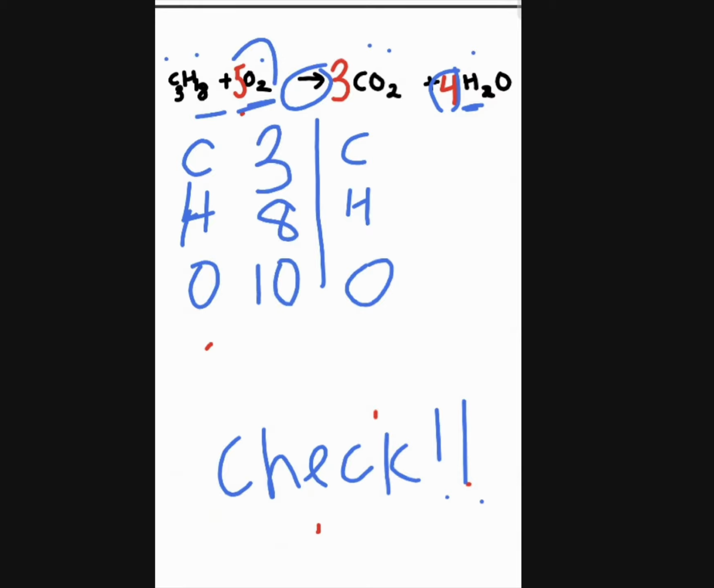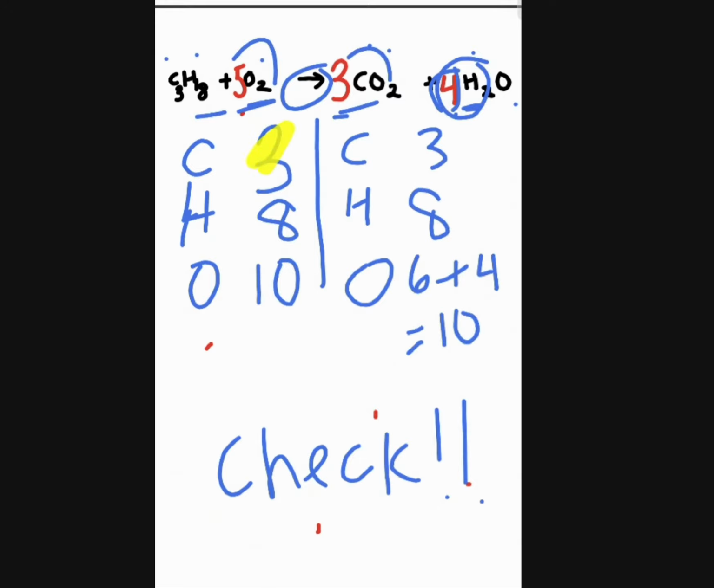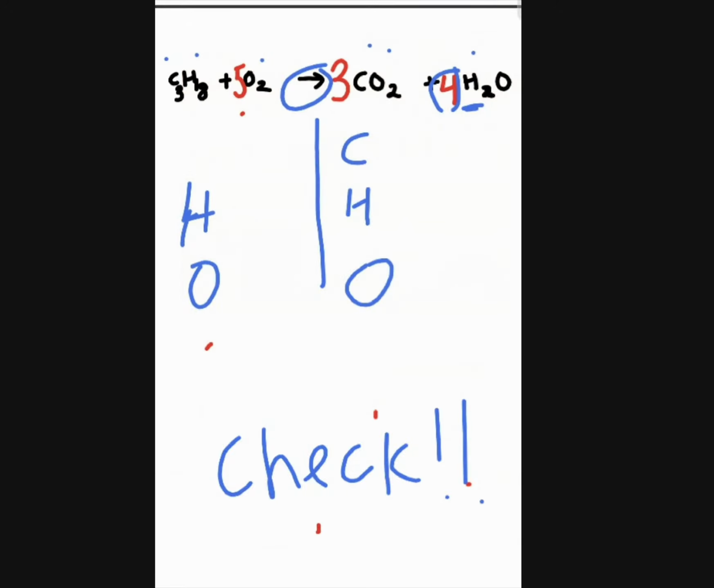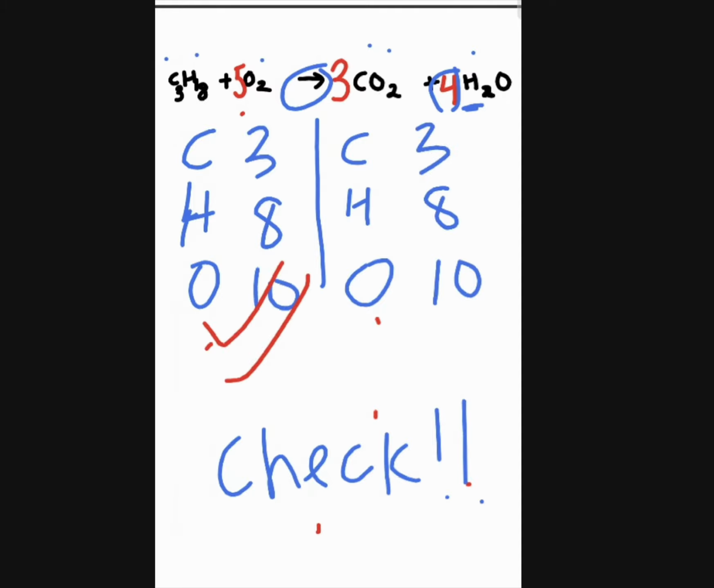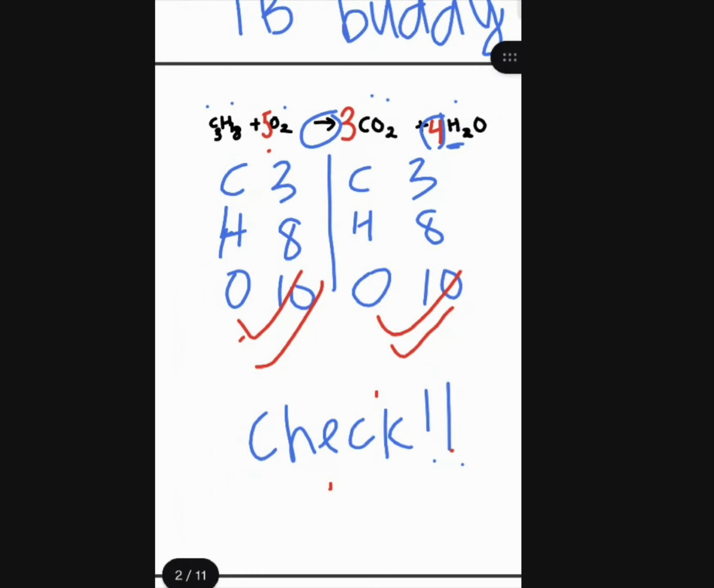On the right hand side, I have 3 carbon, 3 times 2, 6 oxygen, plus 4 times 1, 4 oxygen, which is also 10 oxygen, and I have 4 times 2, which is 8 hydrogen. Are these two sides the same? That's what we're trying to figure out. And the answer should be yes. My whole work just went away. I'm really sorry, guys. I will write it back down. Yes, we can see that the left-hand side is equal to the right-hand side, and hence we have achieved our final state of balancing this equation.